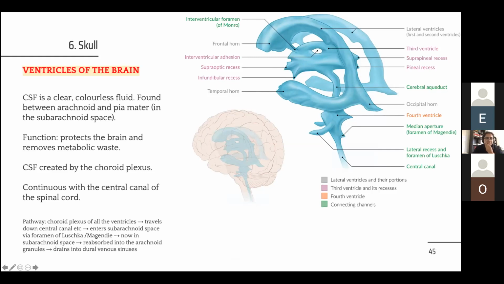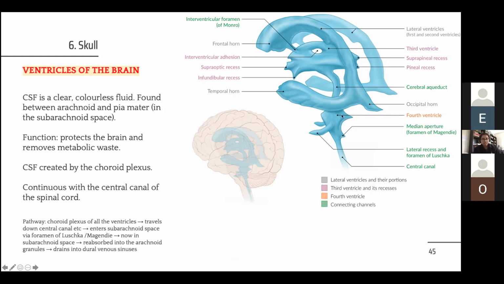So the purpose of your CSF is to protect the brain, and it can also take away the metabolic waste that's produced by the brain. CSF is produced by the choroid plexus, which is a specialized epithelium on the inside of all of the ventricles. So the ventricles themselves produce CSF. The choroid plexus produces CSF, dumps all the CSF into the ventricles, and then the CSF goes through the ventricles, down the central canal of the spinal cord and things like that.